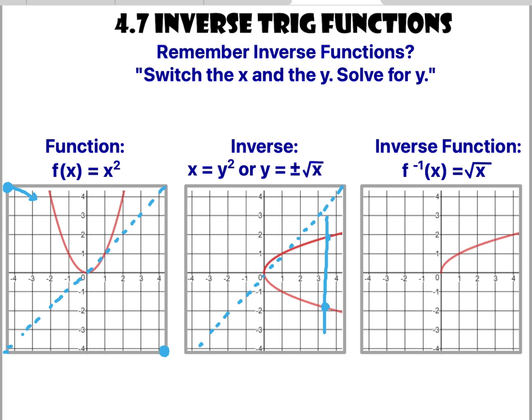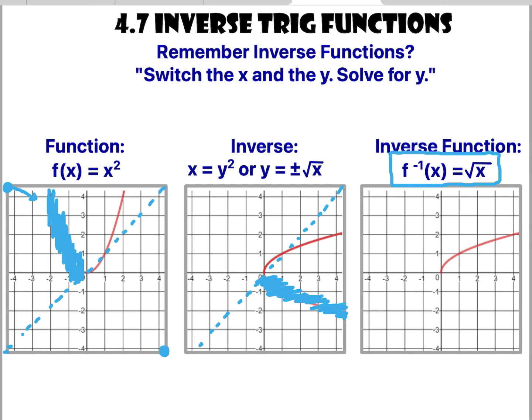But we do have an inverse function called the square root of x. The only way we get away with that is by restricting the original function to just the positive square root of x. If we only think of the positive square root of x, then we can call that a true function, like f inverse of x.